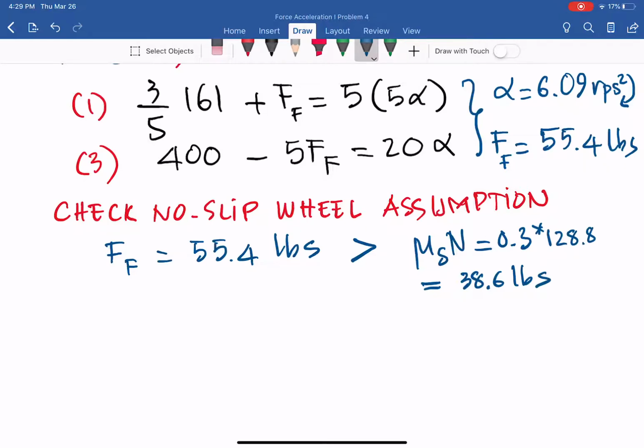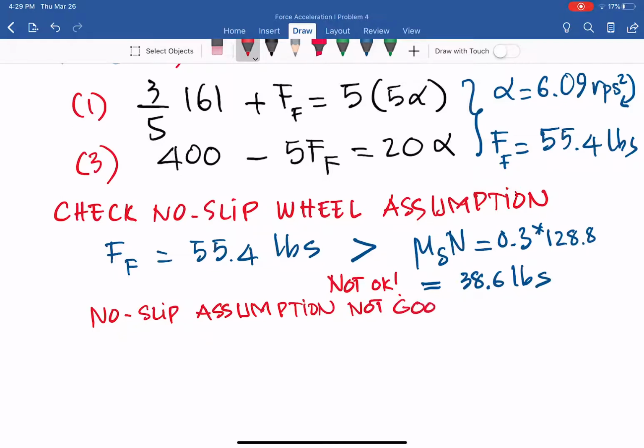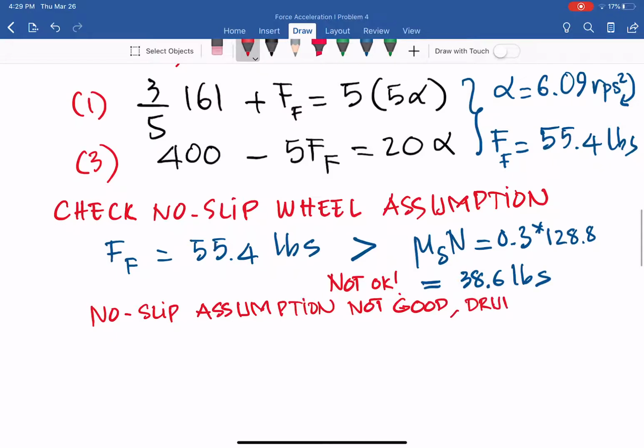So as you can see, not okay. That one is not okay. So what does that mean? No slip wheel assumption not good. So what does that mean? No slip assumption not good. So what does that mean? We assume no slip and it's not good, then it has to be slip.